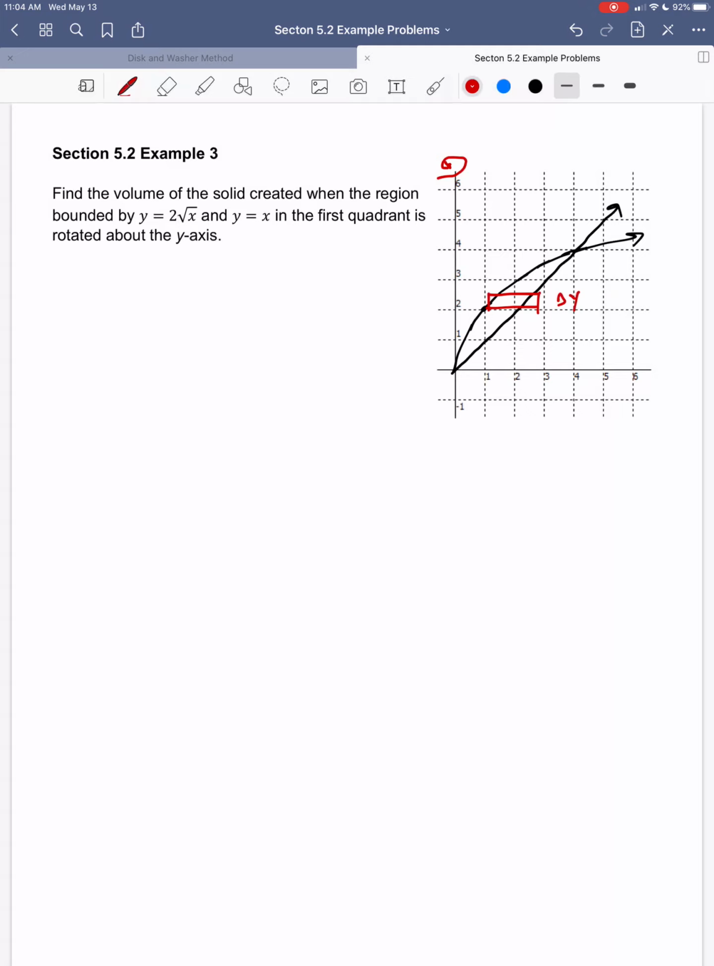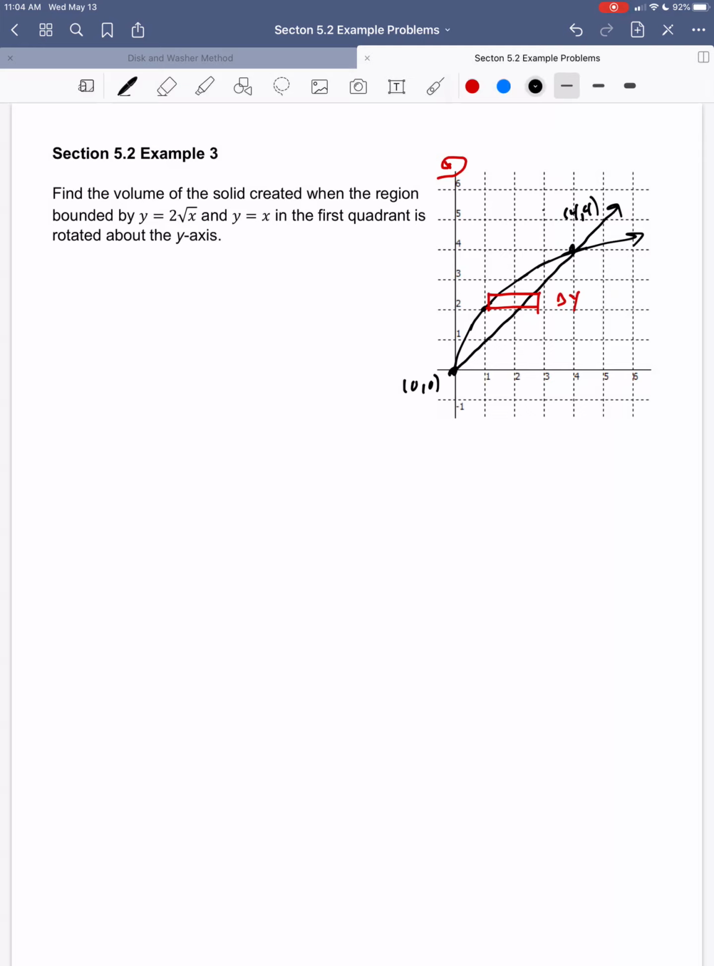So my integral is going to have to be in terms of y instead of x here. I still have this point down here, 0, 0. And I still have this point up here, which is 4, 4. And we would find all that the same way that we did earlier. I'm not going to reinvent the wheel here every time.